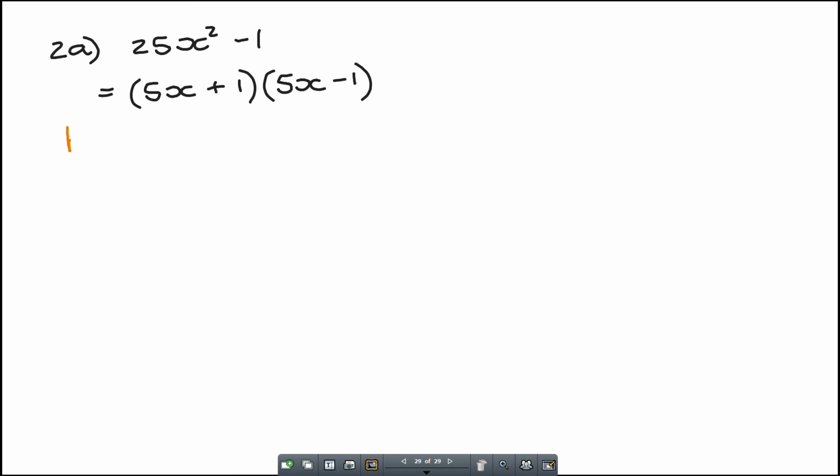Number 2. 2a. 25x squared minus 1 will become 5x plus 1 and 5x minus 1. Right, so 4x squared minus 81. There's two terms. I can get the square root of each one of them, and there's a minus in between. So 2x plus 9, 2x minus 9.